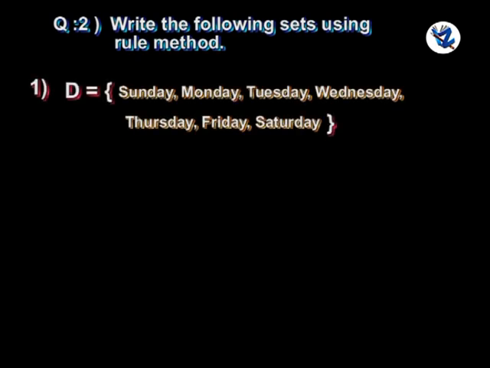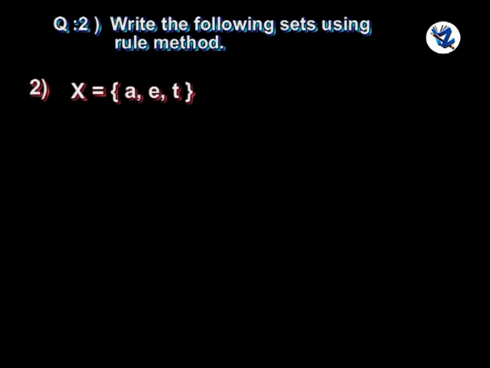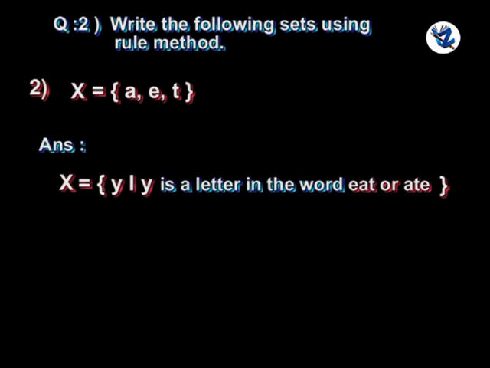Then write the following set using rule method. D is equal to {Sunday, Monday, Tuesday, Wednesday, Thursday, Friday, Saturday}. So D is equal to {z such that z is a day in a week}. Then next example, X is equal to {A, E, T}. That means X is equal to {y such that y is a letter in the word EAT or ATE}.